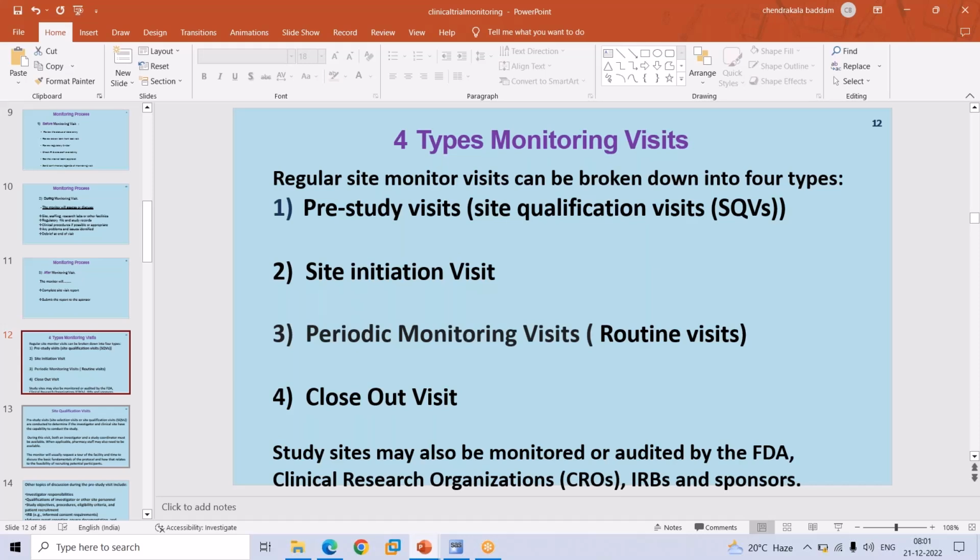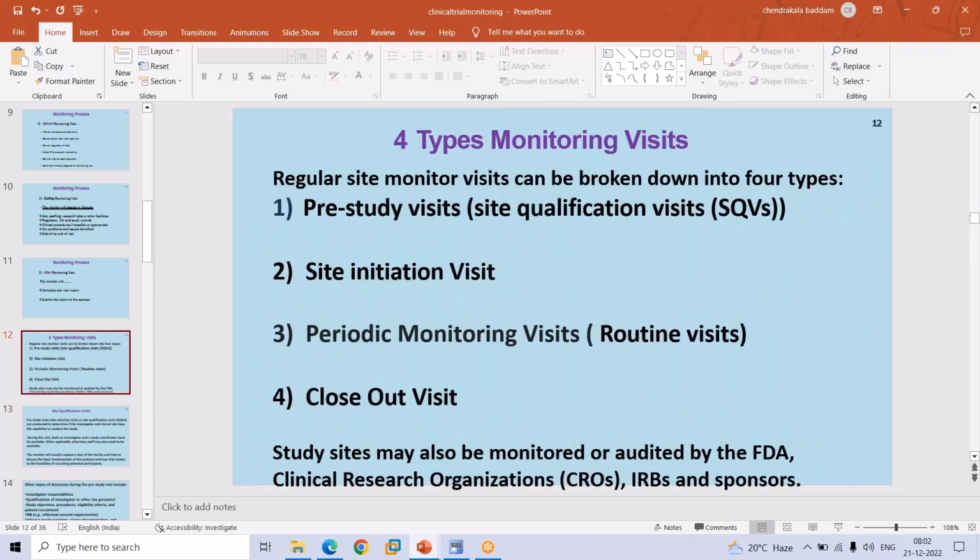Okay. So a site can also be monitored or audited by the FDA, CRO, IRB, sponsor. Study sites may also be monitored, audited by the FDA. That means the FDA will conduct inspections, the CRO will audit, the IRB will monitor the study, and the sponsor or CRO also will monitor the study.